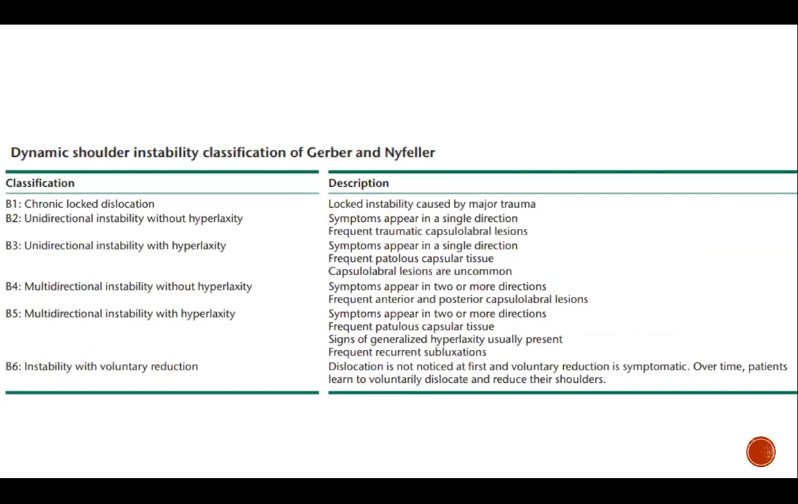Gerber and Nyffeler tried to comprehensively classify under the term dynamic instability, and they classified it as chronic locked dislocation, unidirectional, as the name says, one direction, multidirectional, and instability with voluntary reduction. Unidirectional is again classified into the presence of hyperlaxity and without hyperlaxity. Without hyperlaxity, the thing to note is there are frequent capsulolabral lesions associated, and in cases with hyperlaxity, it is not a labral issue, it is actually the patulous capsular tissue.